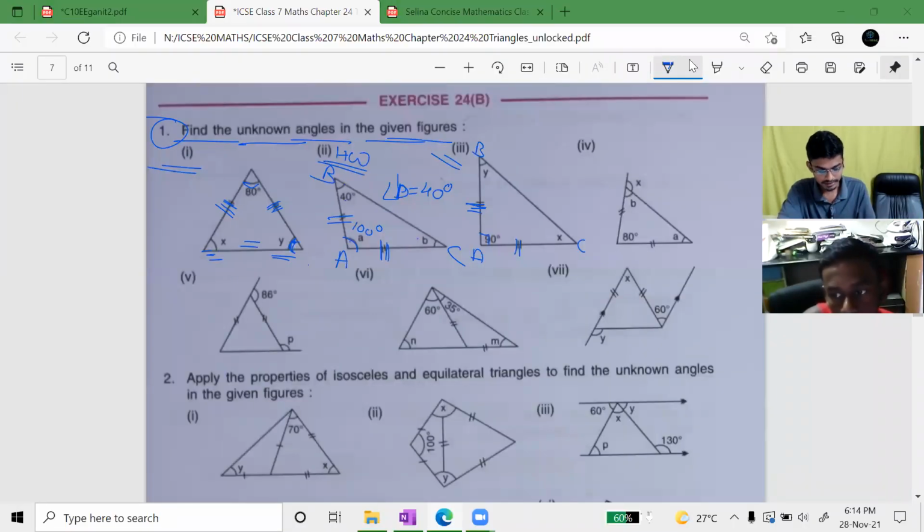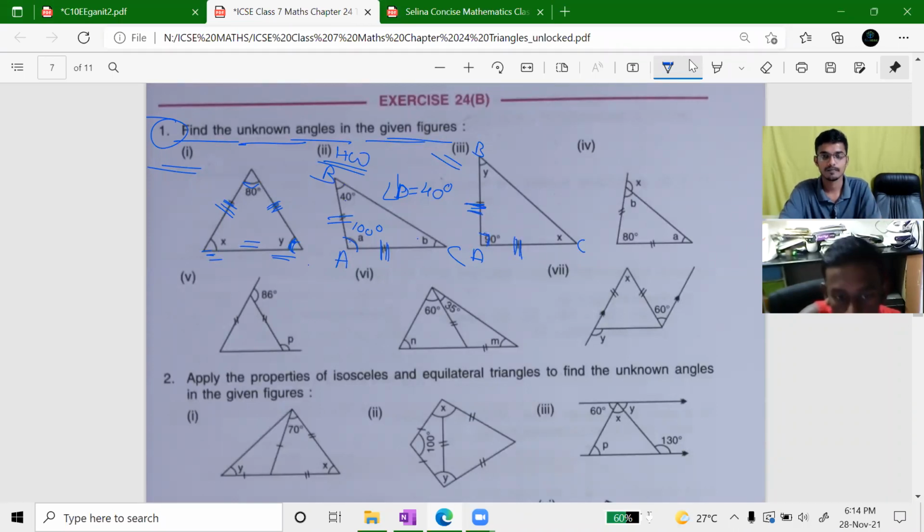Okay. This is 90 degree and they have given us that this side is equal to this side. Now tell me which angles will be equal to each other. B and C. B and C will be equal to each other. Any doubt? No, sir.